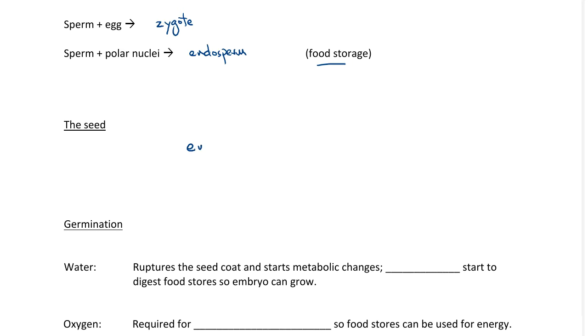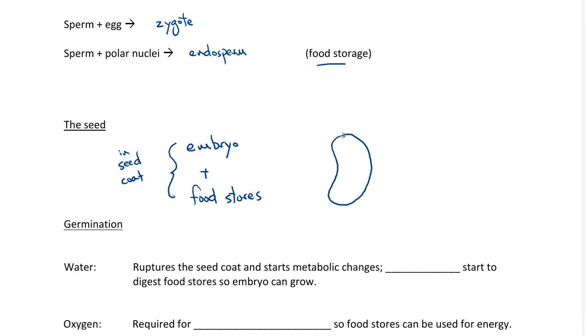So the seed contains the embryo, and it contains food stores to support the growing embryo until it can photosynthesize, and those are contained within a protective seed coat. So the seed contains the embryo and food stores in a protective seed coat. And the food stores, again, as I mentioned above, in the case of monocots, are retained in the endosperm itself, and in dicots are in the cotyledons. So if you were to split open a bean, you would see something that looks like this.